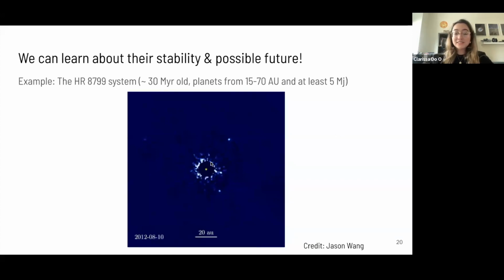It is about 30 million years old, and it has 4 exoplanets, HR 8799b, which is over here, C, D, and E, and they are all at least 5 times the mass of Jupiter. So these are all very massive gas giants, and they're all from 15 to 70 AU. The closest one is 15 AU, the furthest one is 70 AU. Again, to remind you, 1 AU is the distance from the Earth to the sun. So the closest planet here is 15 times further away than the Earth is from the sun, and the furthest one is 70 times further away.